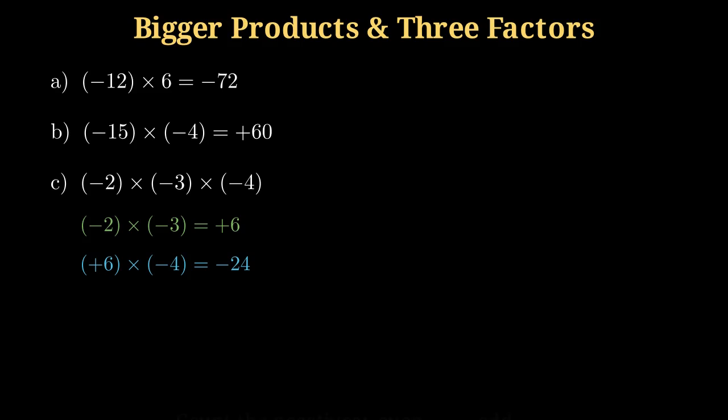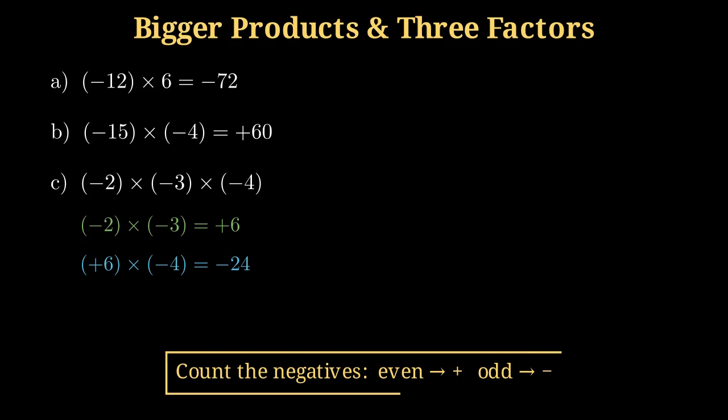Here is the shortcut. Just count the negative signs. An even count gives a positive answer. An odd count gives a negative. 3 negatives, odd, so -24. One glance, and you know the sign before you multiply anything.